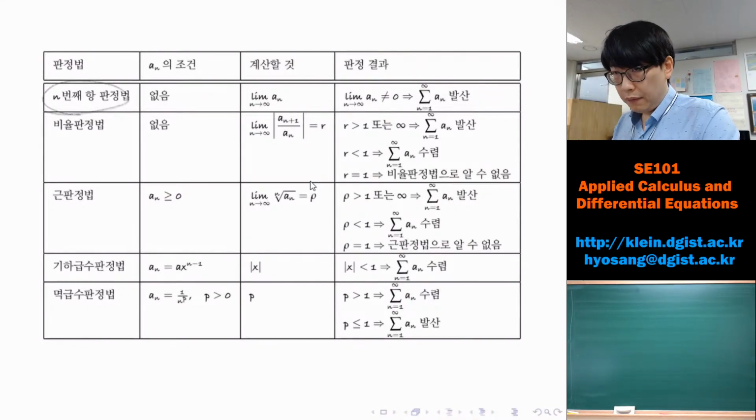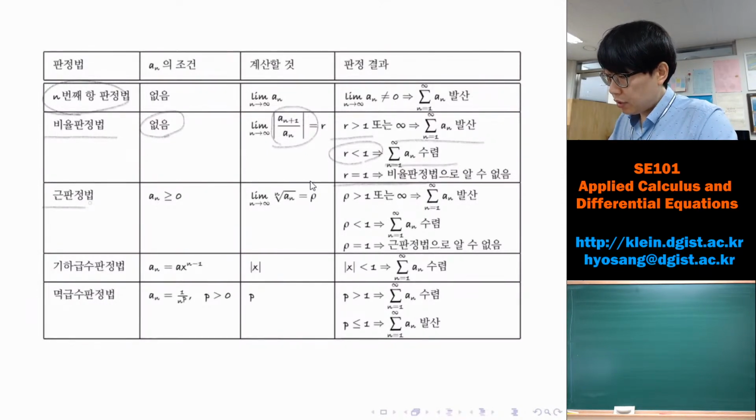And the next thing, if the nth term test fails, which means that if the limit of the sequence goes to 0, then the next thing you have to check is the ratio test. There are also no conditions on each term. What you have to check is the limit of the absolute value of the ratio. It's always a positive number, but if it goes to a number bigger than 1, then it's diverging. Less than 1, it's converging. Equal to 1, then we don't know from this test whether the series converges or not.